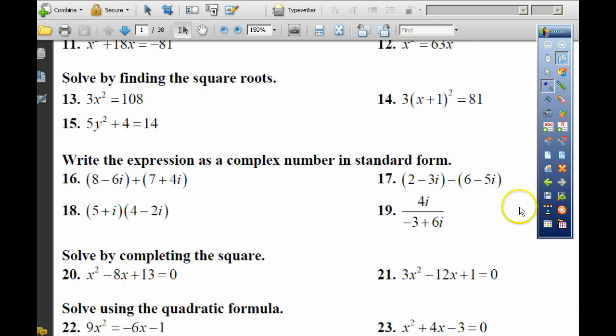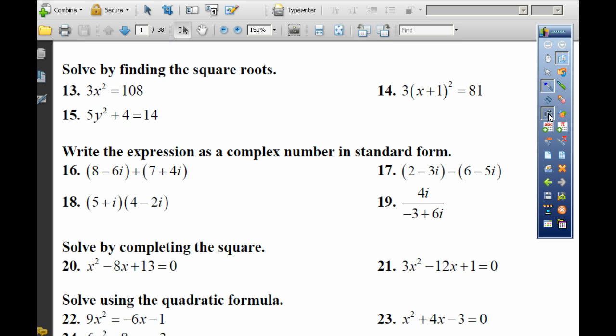Let's see here. Solve by finding the square roots. Alright. Any of these? By request? Skip them? Speak up. Let's do 14. Corton, there you go.